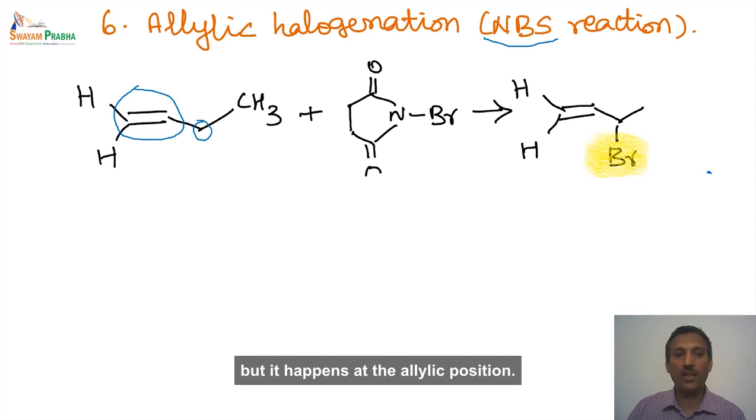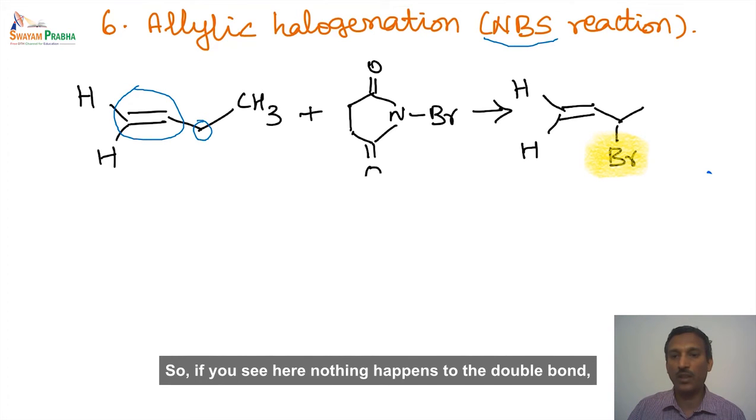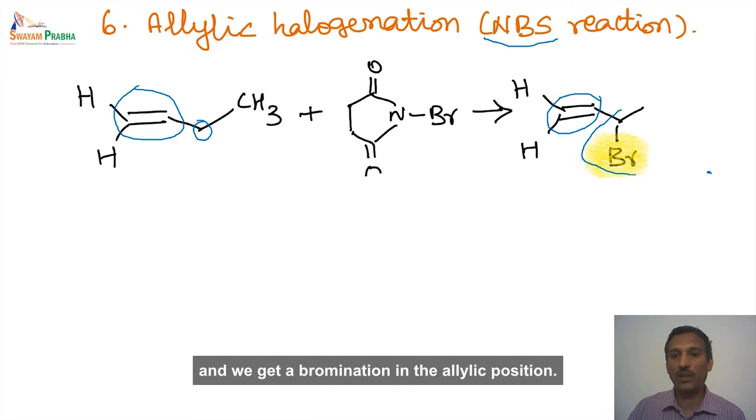at the allylic position. So if you see here, nothing happens to the double bond, that means the double bond is not at all affected, and we get a bromination in the allylic position. So this reaction is a little bit different than the simple alkene addition reaction.